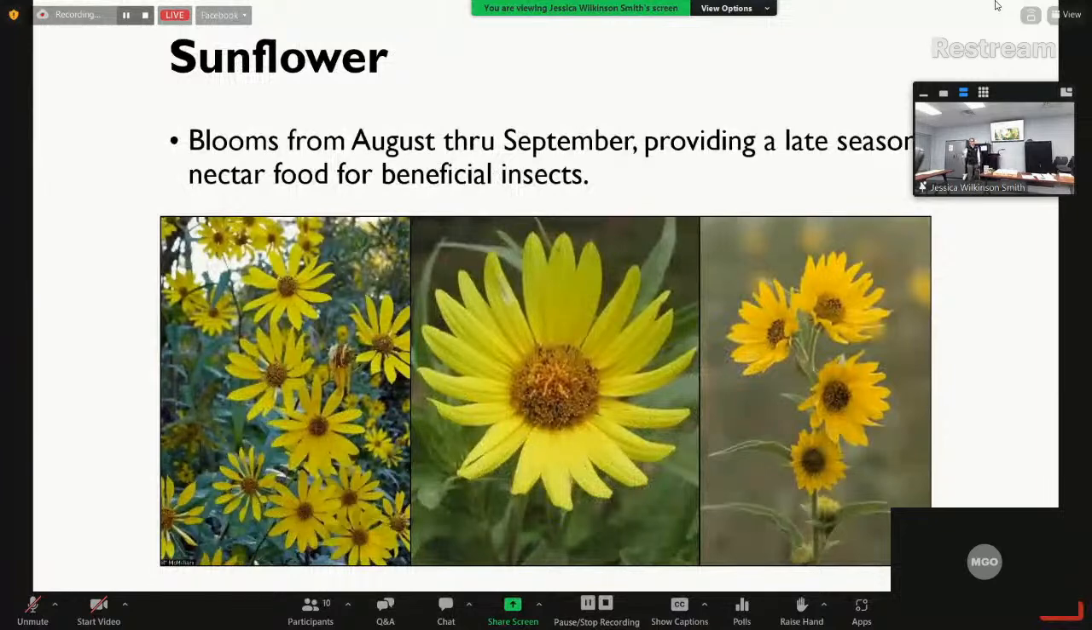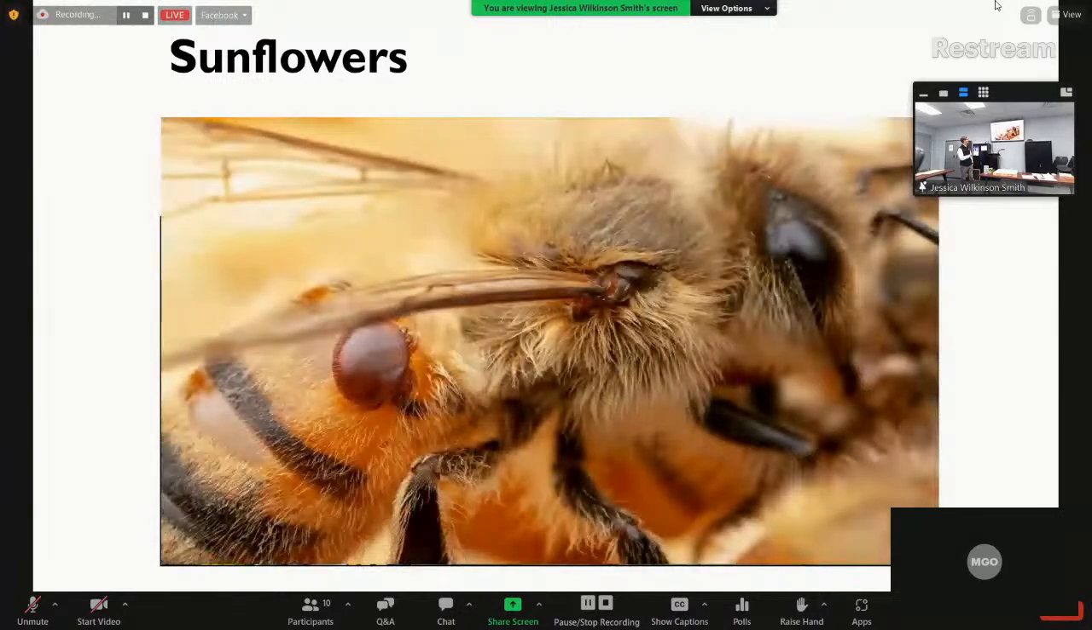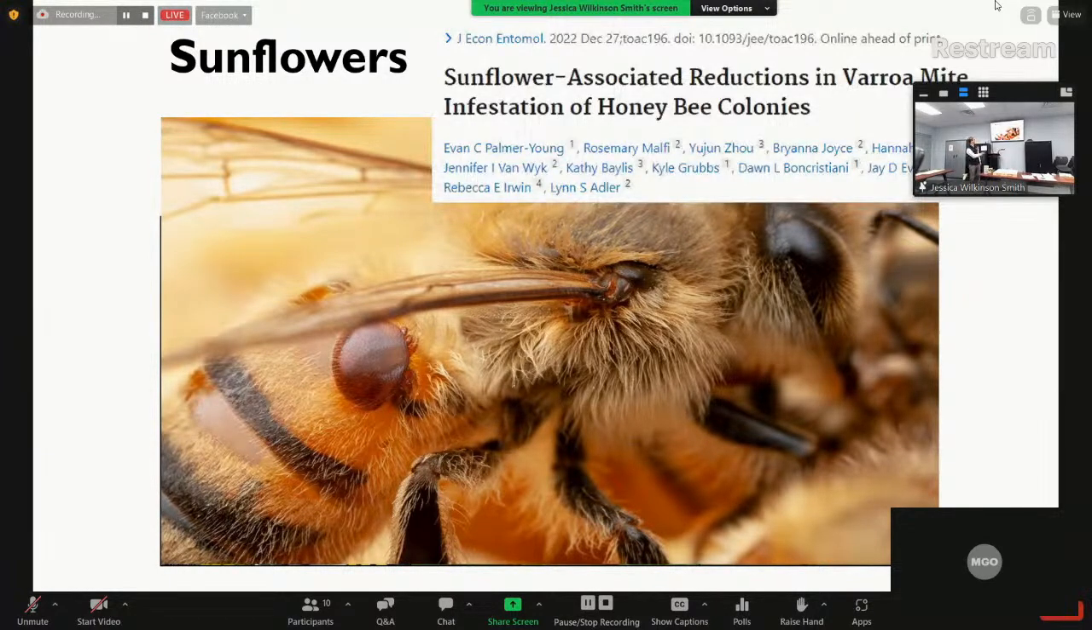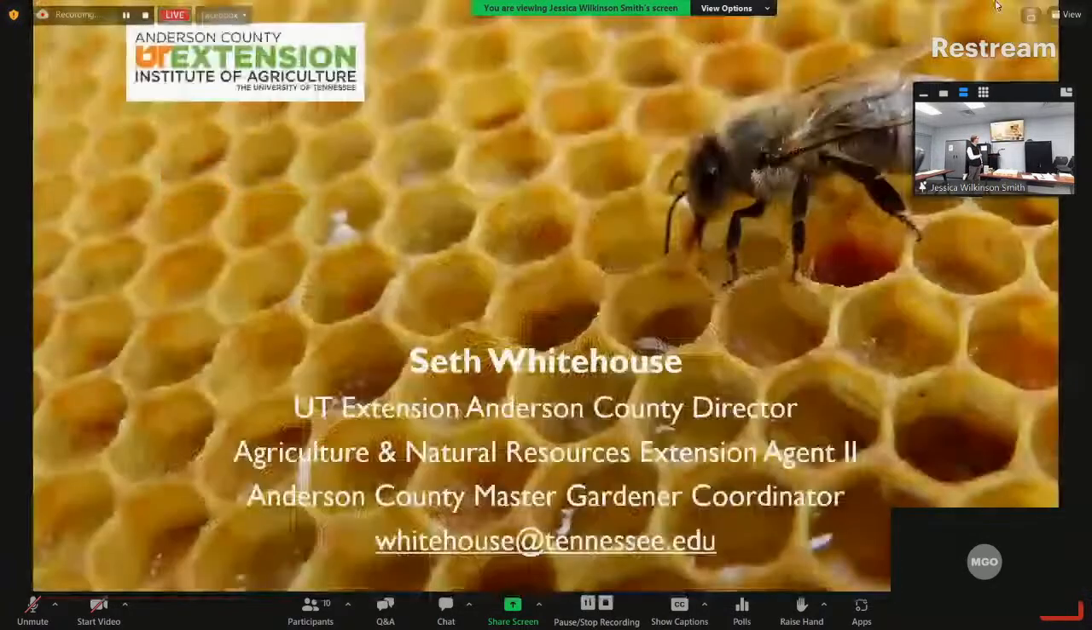Sunflower, great late season as well. Great bang for your buck, whether you go the large varieties or the smaller ones. And for those of you that beekeep, a new study came out that showed potentially a 30% reduction in varroa mite populations provided sunflower pollen as a resource. That research was published in December of 2022, "Sunflower-associated reductions in varroa mite infestations." So really cool to look into that.